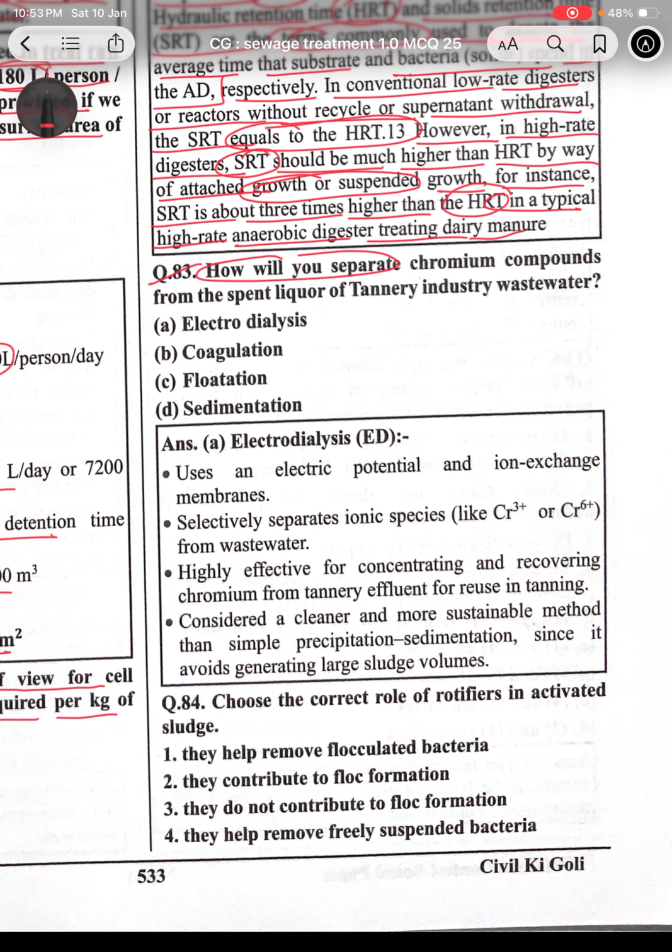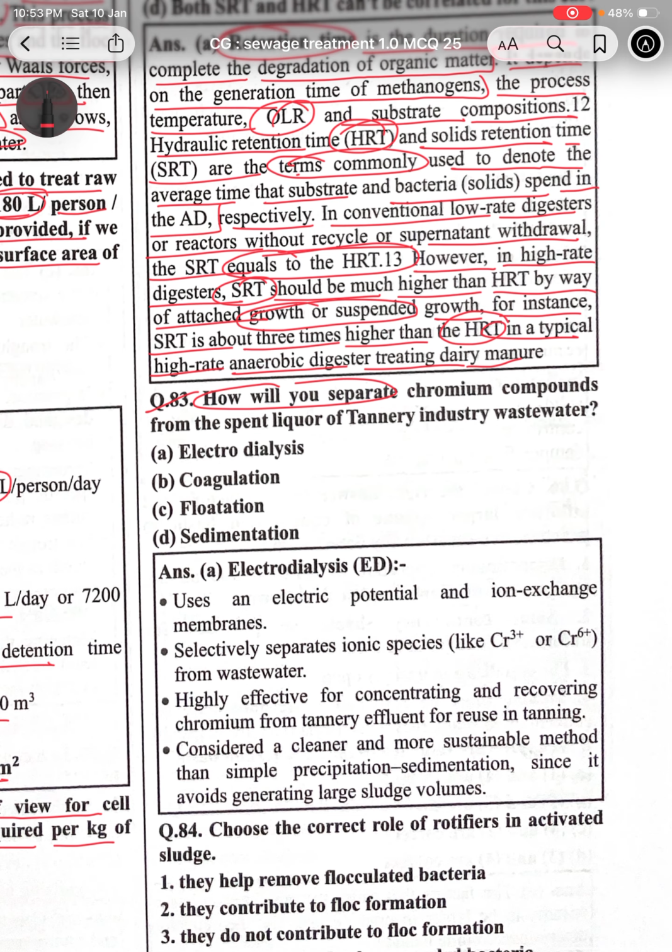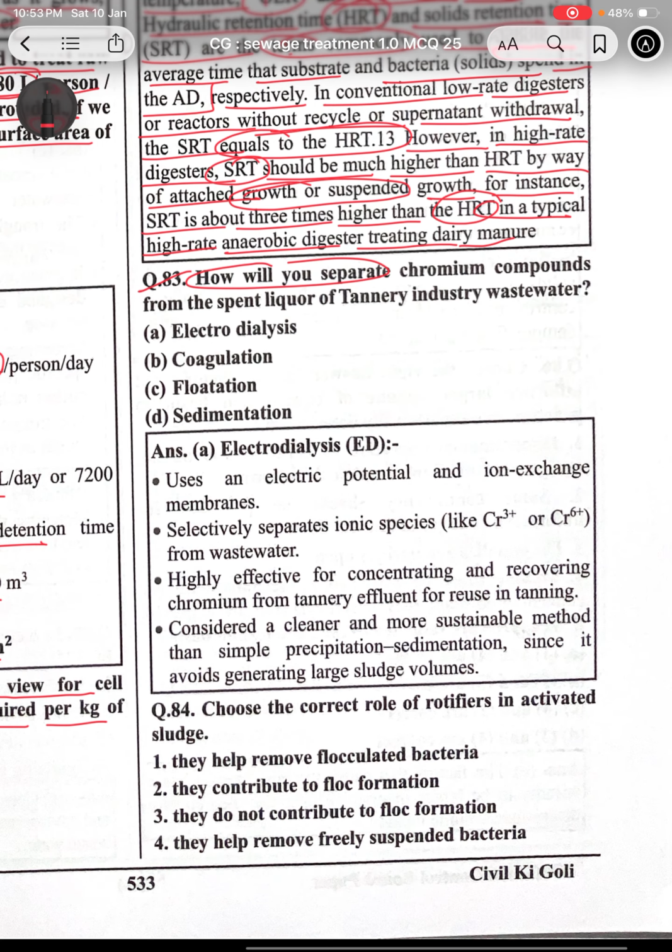How will you separate the chromium compounds from the spent liquor of the tannery industry wastewaters?